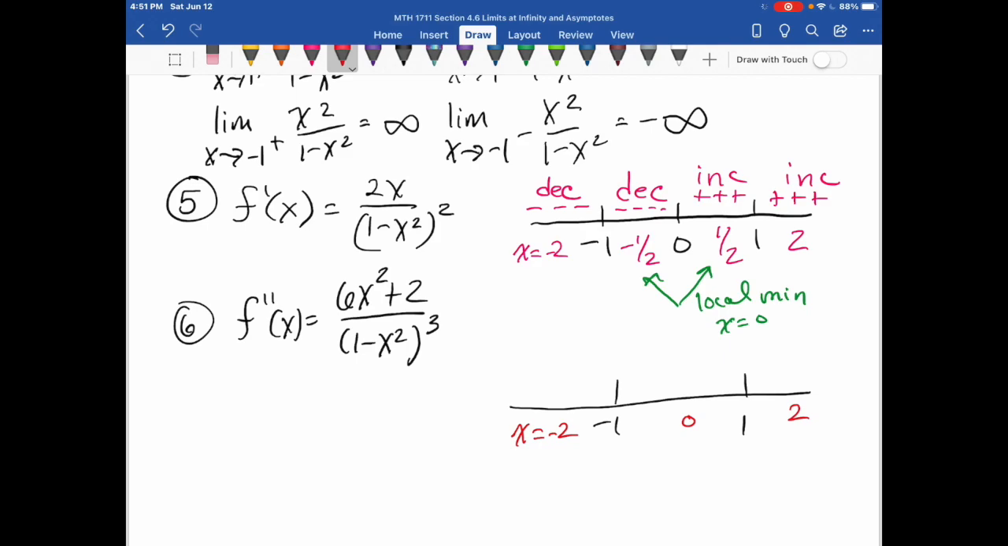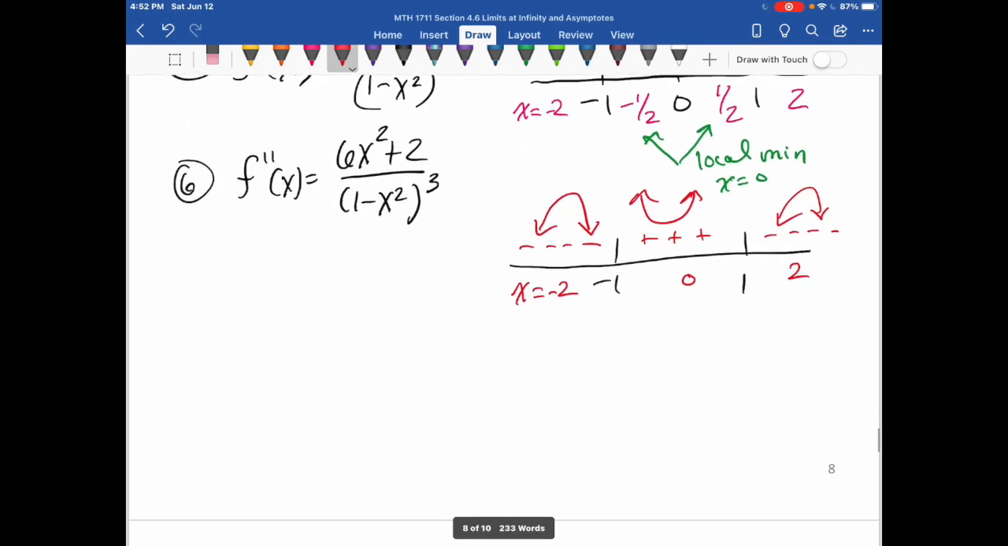Now, when I plug in my test points, I'm going to get that this is negative, which means on this interval it's concave down. When I plug in 0 into the second derivative, I'm going to get that it's positive, so it's concave up. And then on the last interval, I'm going to get a negative number, which means it's concave down.